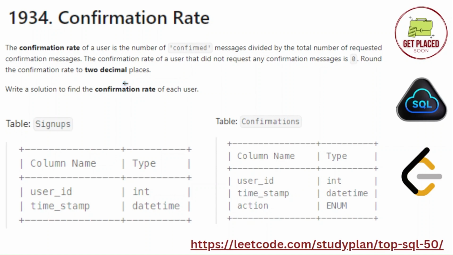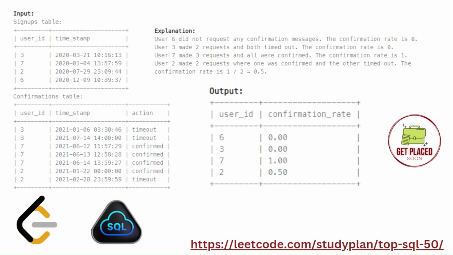Now, if a user did not request any confirmation messages, for example, if a user just signed up to the organization but still did not make any request, in that case the confirmation rate would be 0. Okay, now moving ahead, let's take an example.